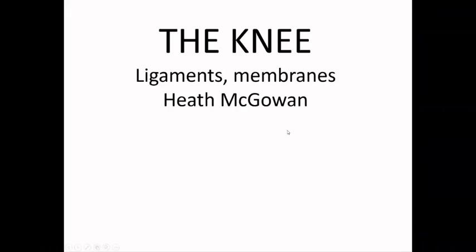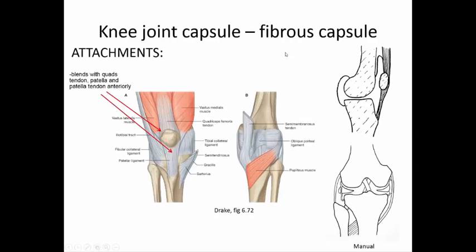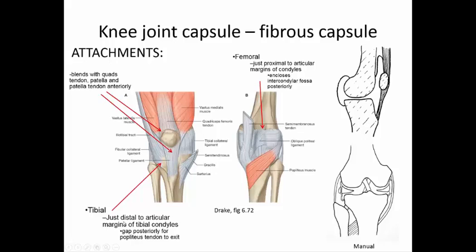This presentation is on the ligaments and membranes of the knee. So the knee joint capsule, like all joints, has a fibrous capsule. It has several attachments. We can see anteriorly we blend with the quadriceps tendon, the patella and the patellar tendon. The fibrous capsule attaches to the femur posteriorly, just proximal to the articular margins of the condyles. So it's enclosing that whole intercondylar fossa. We have a tibial attachment, and that's just distal to the articular margins of the tibial condyles, although we note that it does leave a gap for the popliteus muscle tendon to exit.